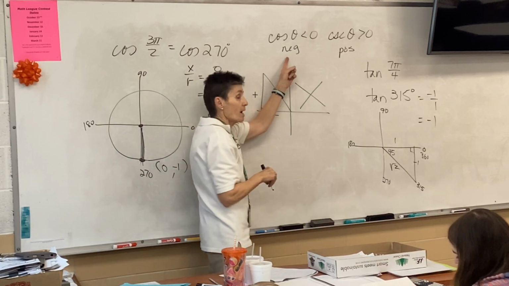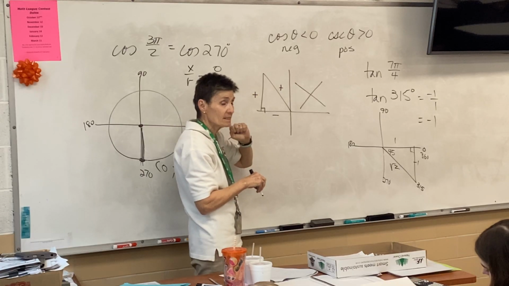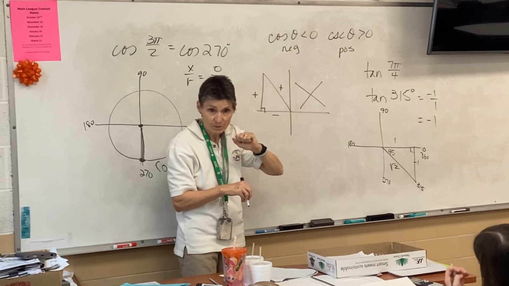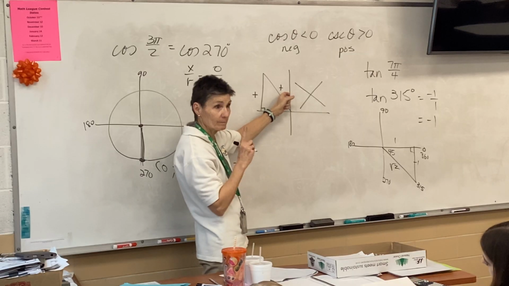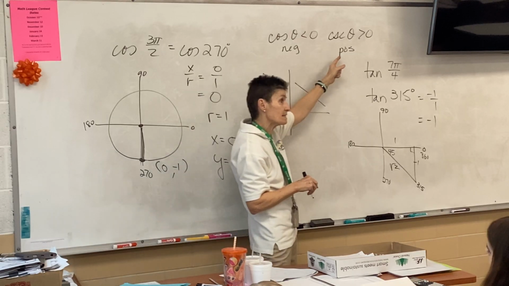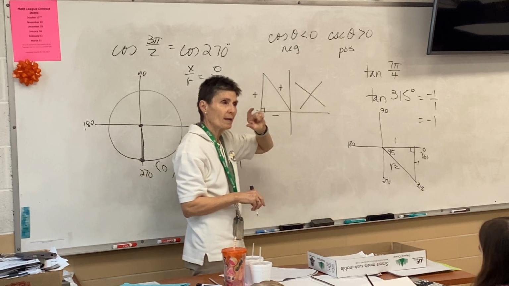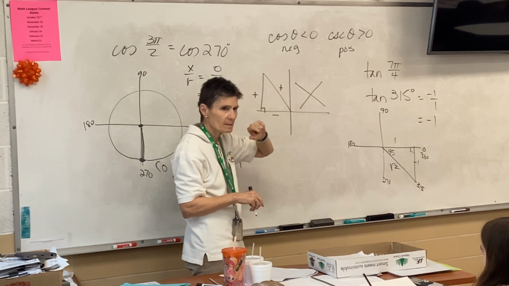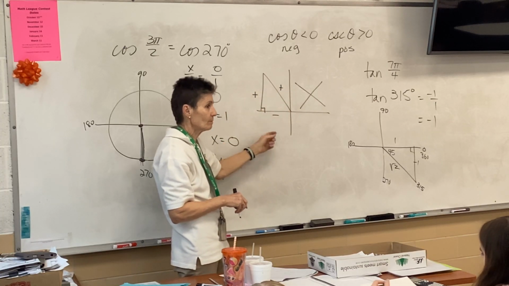Is the cosine, which is adjacent over hypotenuse, is that going to be negative? Yes, good. The cosecant, which is hypotenuse over opposite, will that be positive? We got a winner. Right there it is.